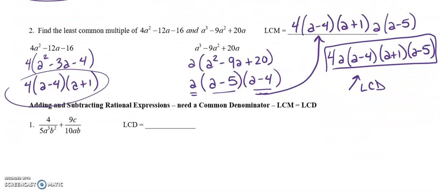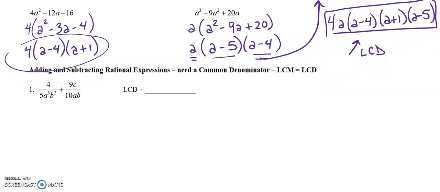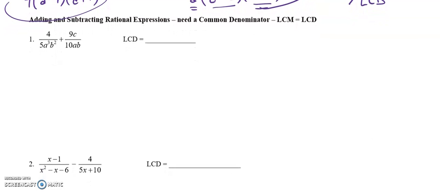So adding and subtracting rational expressions, we need the least common denominator, which is our LCM that we just practiced. So let's figure out what the least common denominator is going to be here. So if I look at the 5, I'm going to write it over here, the 5a cubed b squared and the 10ab.